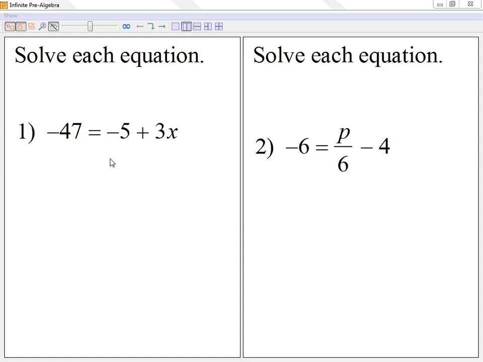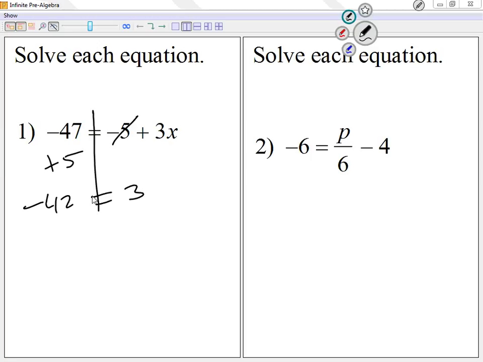Alright, so looking at question number 1. First thing that I do, I separate at the equal sign, just like I told you guys yesterday. Looking at the side where the letter is, in this case the right side, the negative 5 has nothing to do with the letter. So let me get rid of that negative 5 and move it to the other side. Every time I move something from one side to the other, switch the sign. So I'm going to change it to a plus 5. I know negative 47 plus 5 is negative 42.